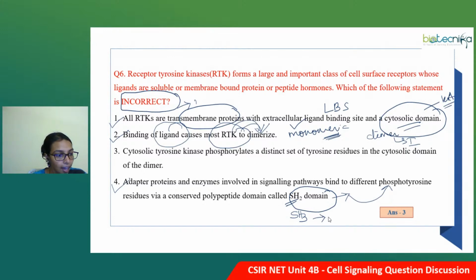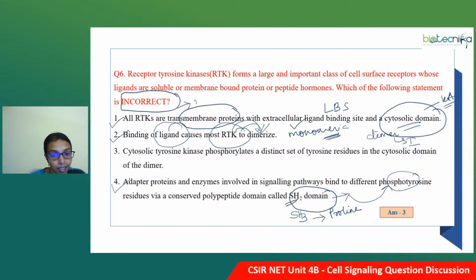SH3 domain is having affinity to what? For SH2, you are having phosphorylated tyrosine residues, you told me. And regarding SH3, which amino acid will it be having the affinity for? Yes, it is your proline residues.